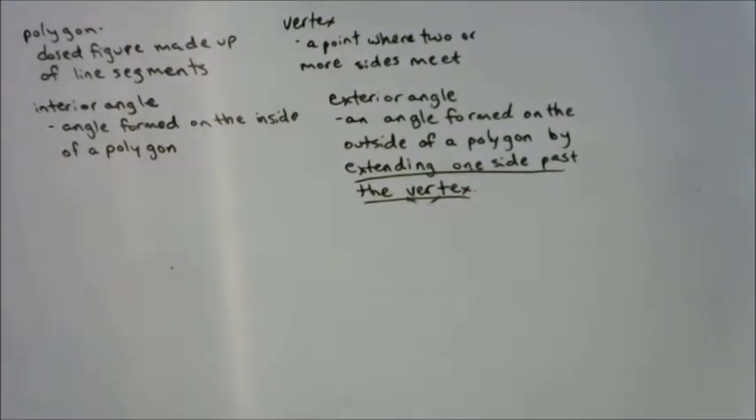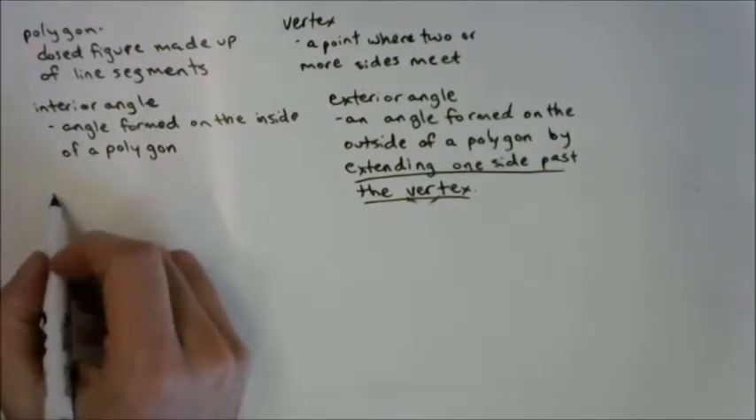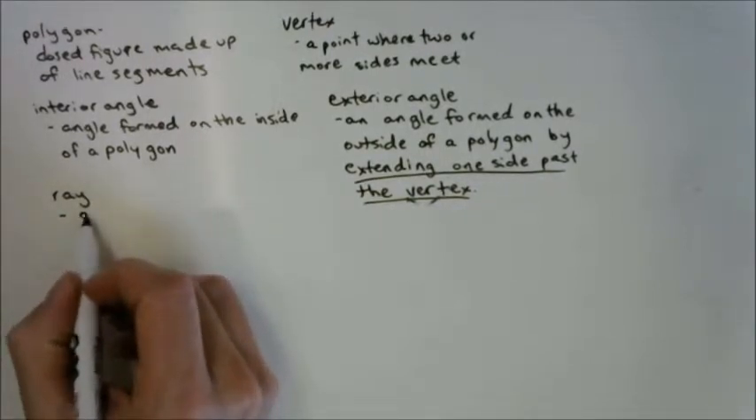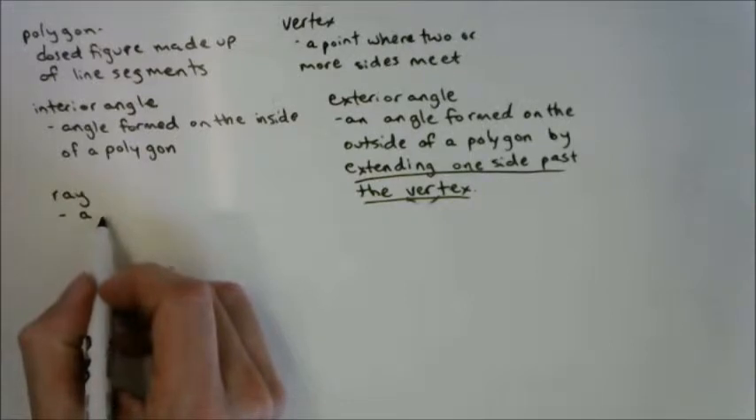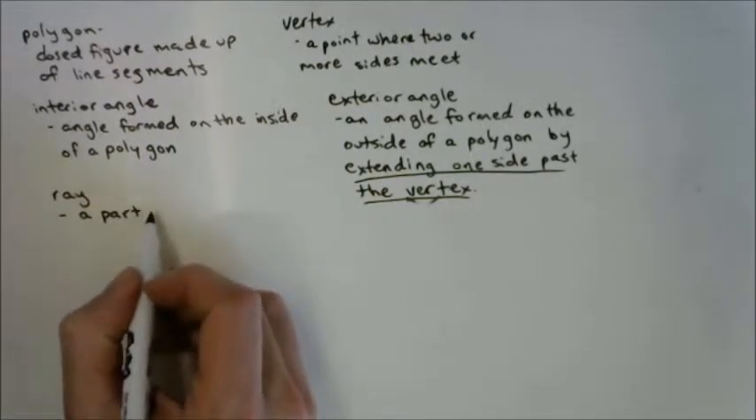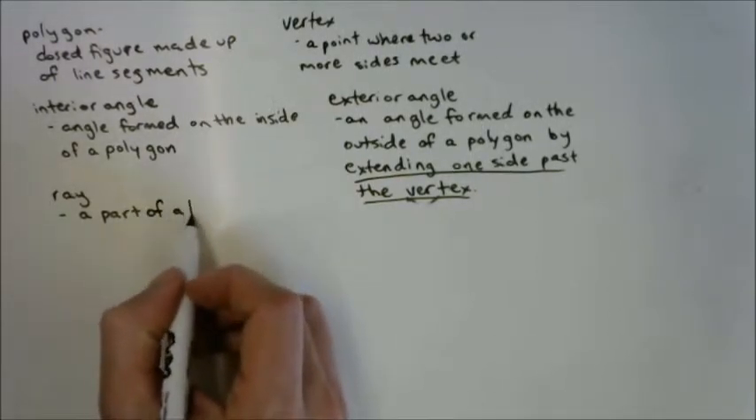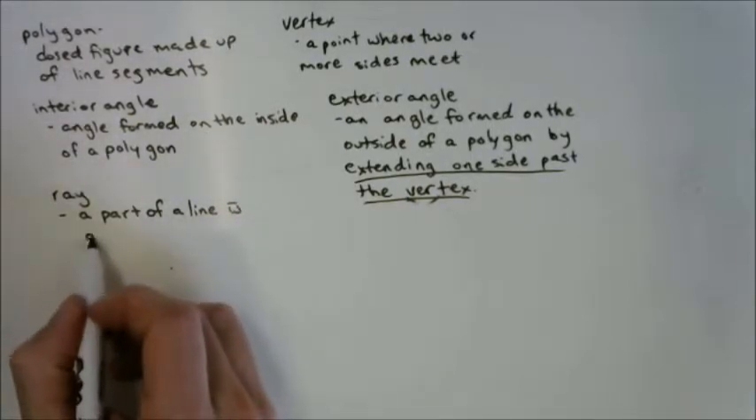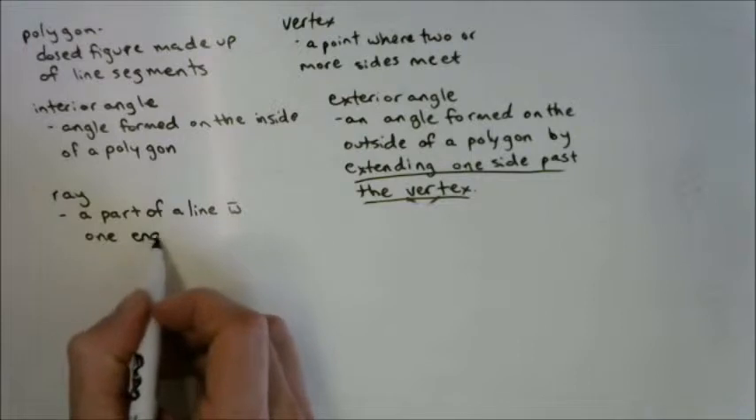Do you have room for one more? Yeah. The last one is ray. This is a part of a line with one endpoint.